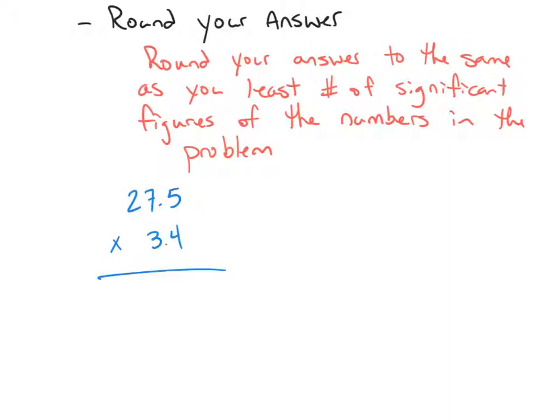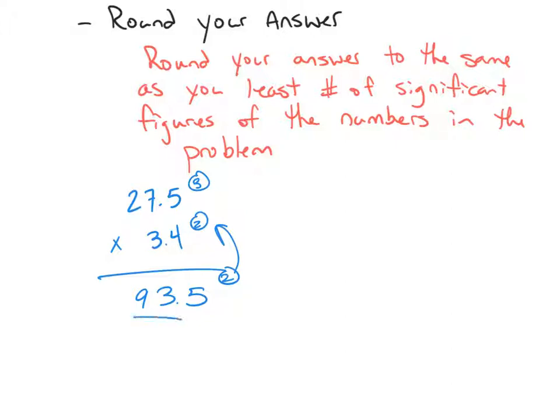I take 27.5 times 3.4, and the calculator tells me the answer is 93.5. But if I go back and look at the problem, this first number had 3 significant figures and this number had 2. So my answer cannot have more significant figures than my least number in the problem. And so if this is 3 and this is 2, my answer has to be rounded to the lowest number of significant figures of the two numbers I multiplied together.